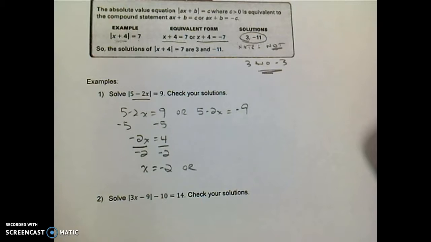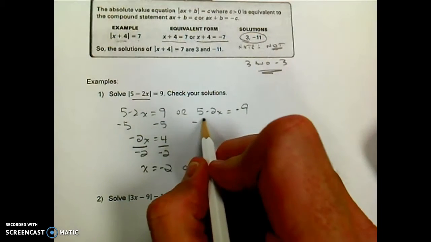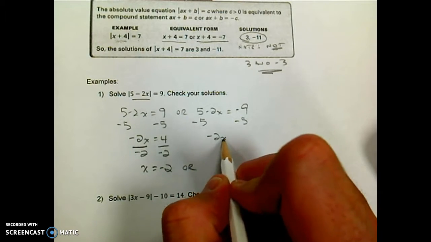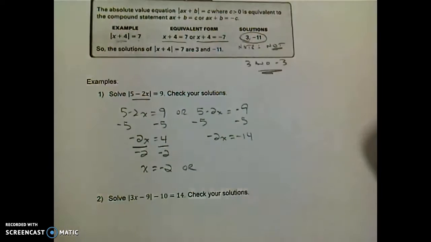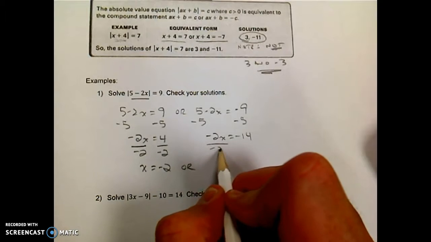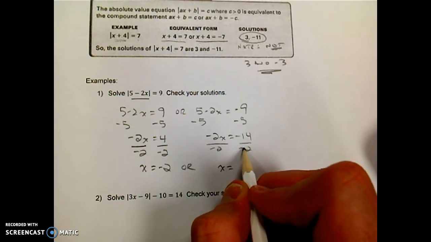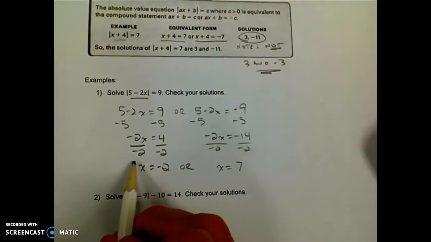It's one possible solution. My other solution, I subtract 5 from each side. Opposite 2x equals -14 now. Divide by -2. X equals negative divided by negative is a positive 7.